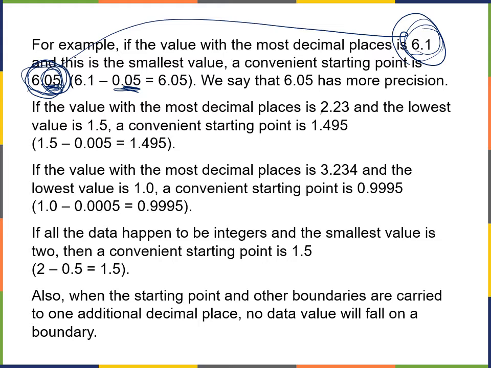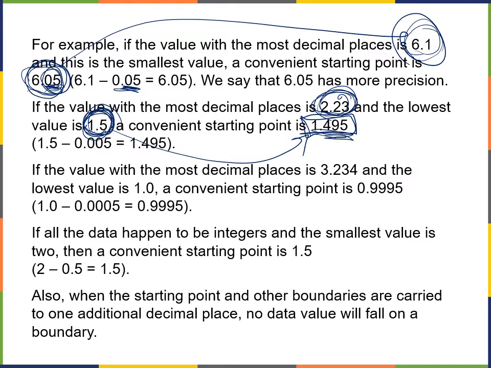Or let's say our data value that has the most decimal places is 2.23, and let's say the lowest data value happens to be 1.5. We want our first class to fit this data value in, but we also want it to have three decimal places. So a good option would be to have your first starting point be 1.495. That's got three decimal places, but this first one falls right after that data value. Again, from a calculation standpoint, it helps.